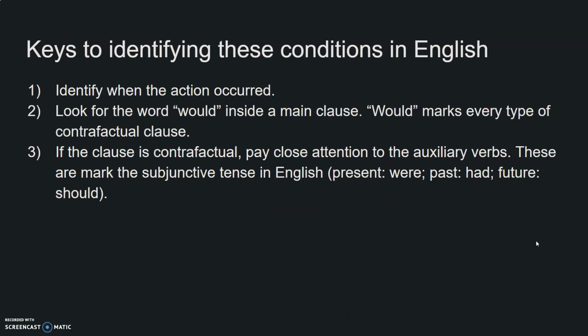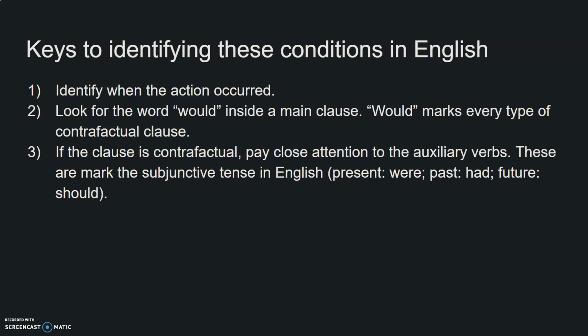Alright, so once again, keys to identifying conditions in English. First, figure out when the action happened. Is it past, present, or future? That's not very hard. Next, as soon as you've said, okay, I know this is past, present, or future, look for the word would inside the main clause. Because that word would, that auxiliary verb, marks every type of contrafactual clause. So we know it is a contrafactual condition when you have would in the main clause.